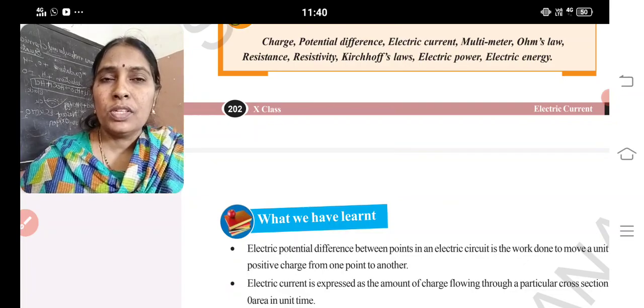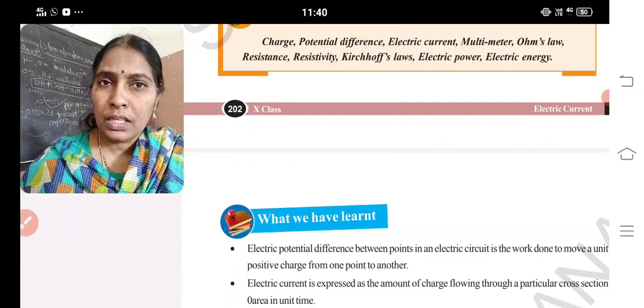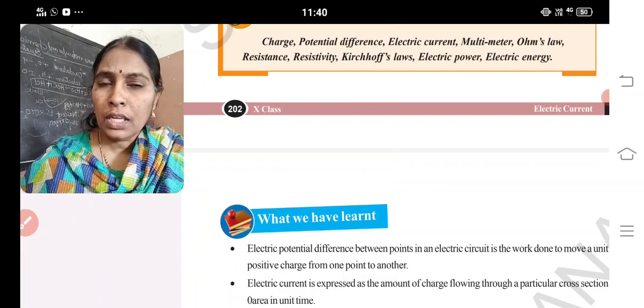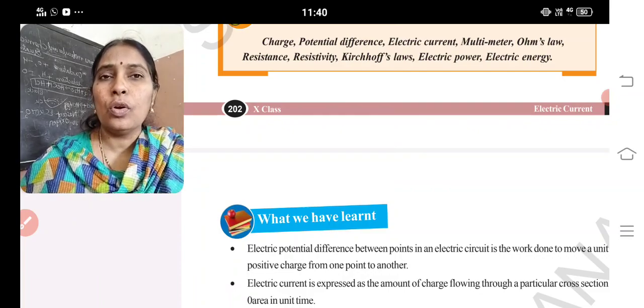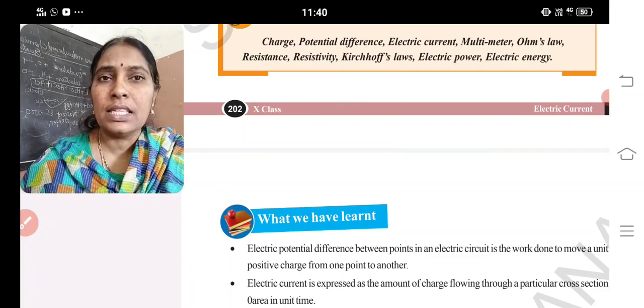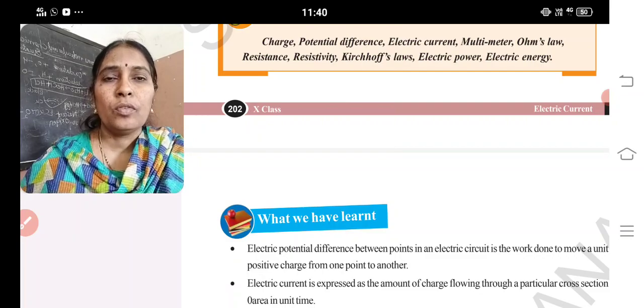What are the factors which affect the resistance? Length of the resistor, cross-sectional area, and nature of the material. By using that, we got the equation R is equal to ρL by A, where ρ is known as specific resistance or resistivity.